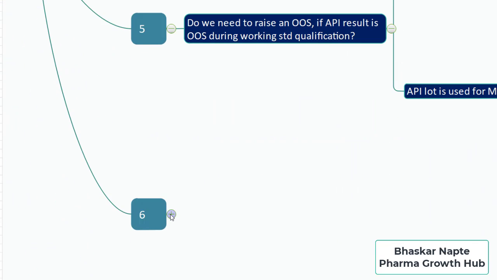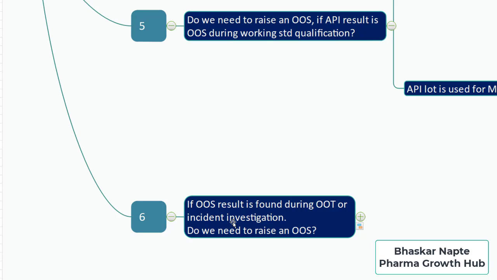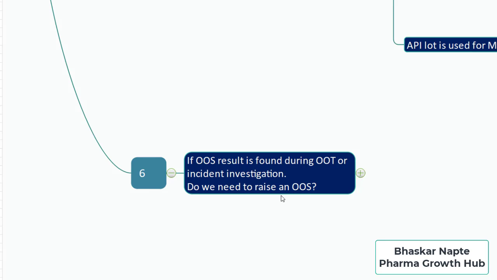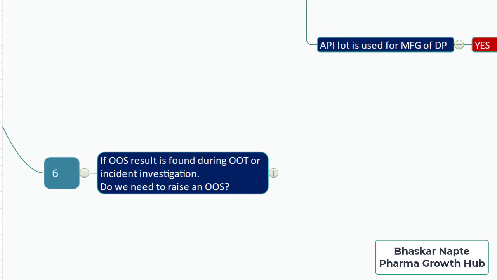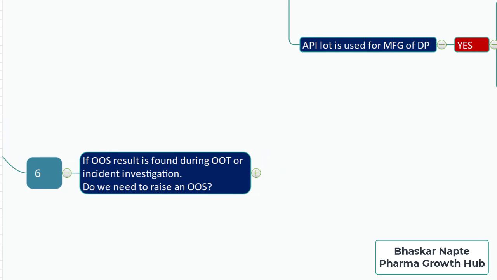And the last but not the least in this video: if an OOS result is found during an out of trend, incident investigation or OOE investigation, do we need to raise an OOS? Now this is a little tricky question. You are investigating a failure observed because of your lab incident, lab deviation, or the out of trend or out of expectation result. So are you going to raise an OOS if the investigation results are out of spec, and the investigation is conducted as a part of your OOT, incident or OOE observation?